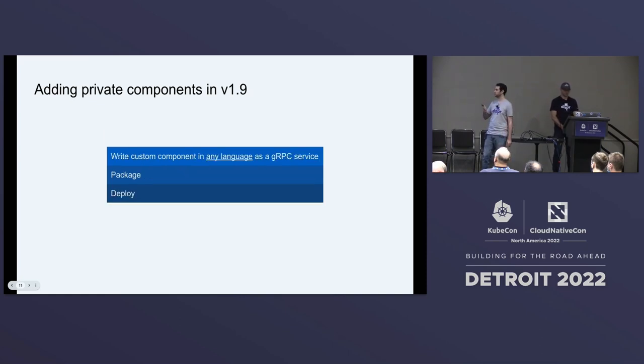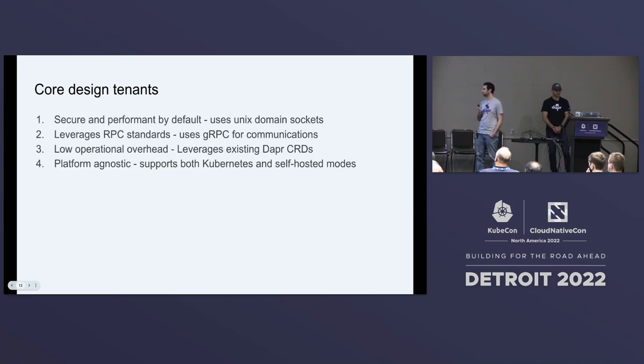But now in 1.9, we have the concept of pluggable components. So you can write a component in any language that supports gRPC, and then you just need to package that into a container or a process, depending on whether or not you're running Dapr in a containerized environment, and then you just deploy your application code. So this becomes really easy.